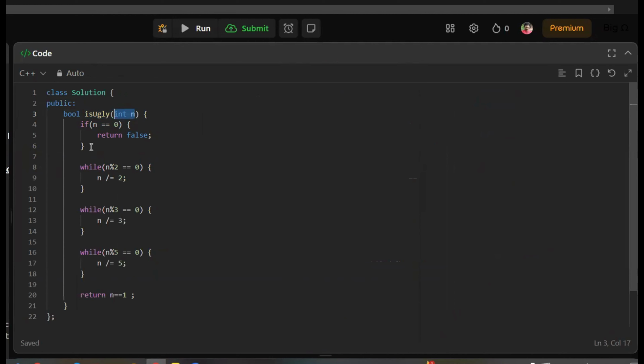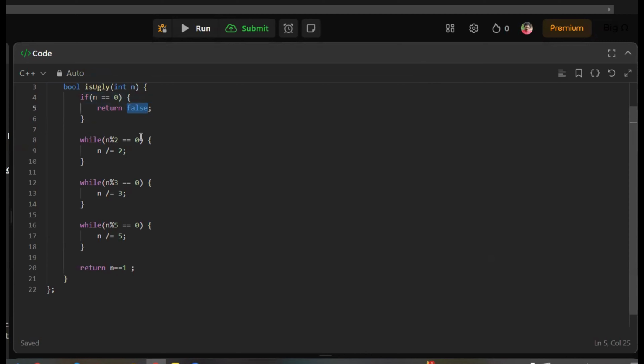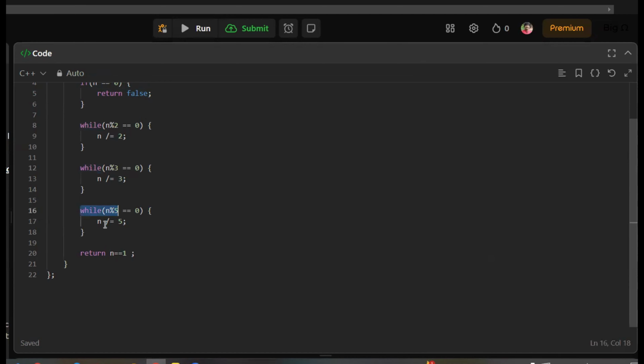Now, if the value of n is 0, that means it is not ugly. So we have to return false. Then we have to repetitively divide the number by using 2, 3, and 5. And after that, if the value of n is equal to 1, we have to return true. Otherwise, we have to return false. I hope you understood the code.